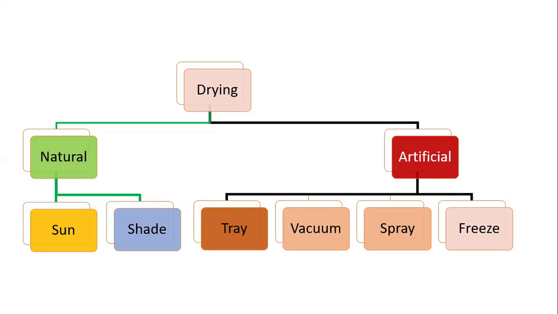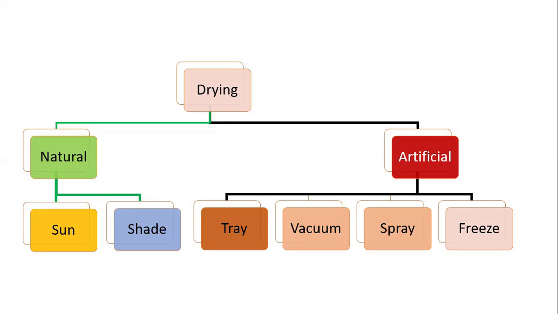Artificial drying is where artificial resources are utilized. The tray dryer, vacuum dryer, fluidized bed dryer, spray dryer, and freeze dryers are some of the examples of artificial drying. Some of the drug materials, such as enzymes and antibiotics, are to be dried only by the artificial drying method.